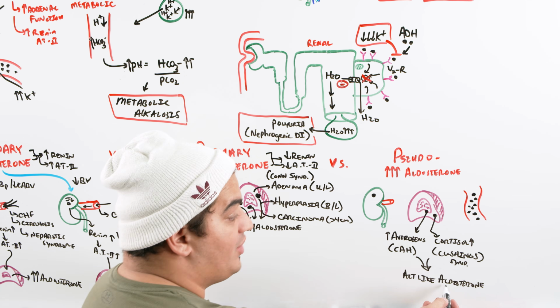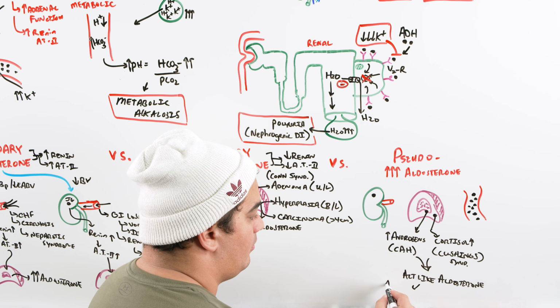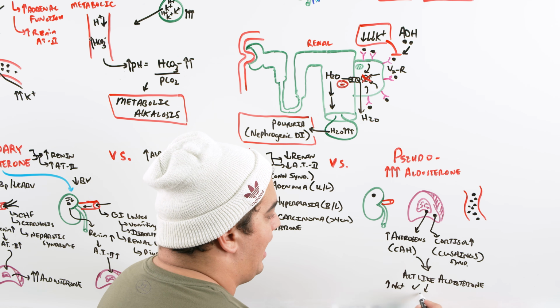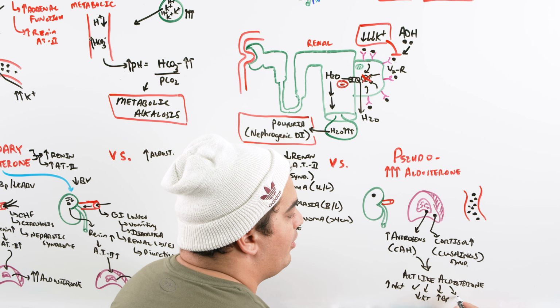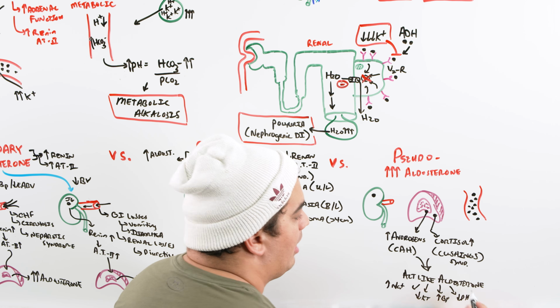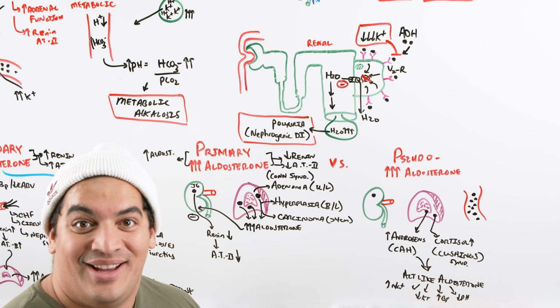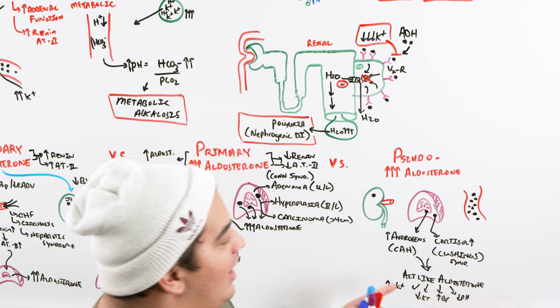So because of that, they'll still produce hypernatremia. They'll still produce hypokalemia. They'll still produce high blood pressure. They'll still produce a low pH, like a metabolic alkalosis, etc. So you'll see all the similar effects.